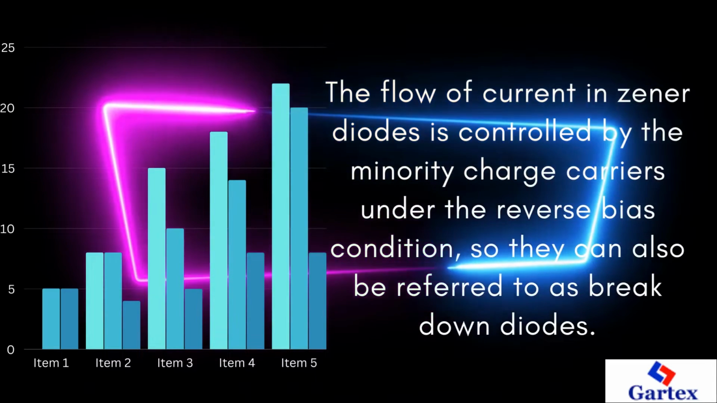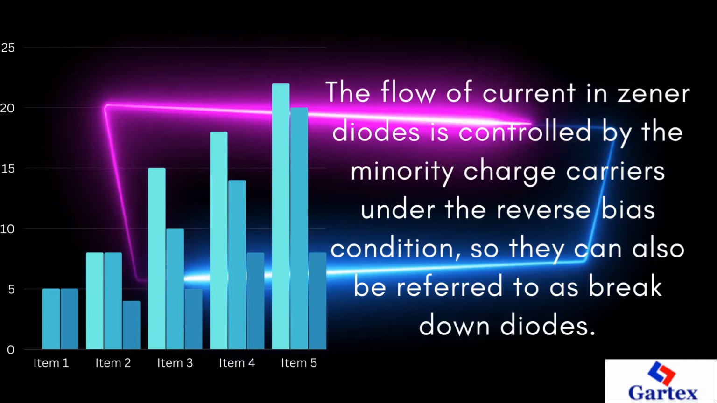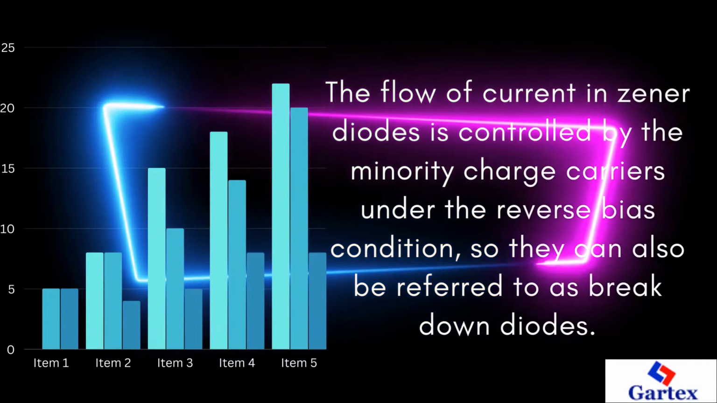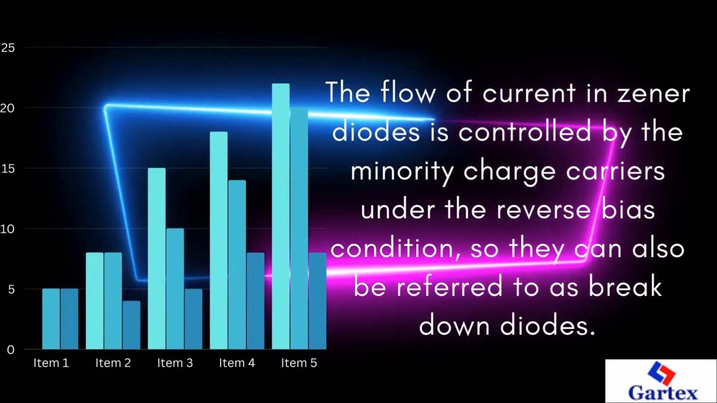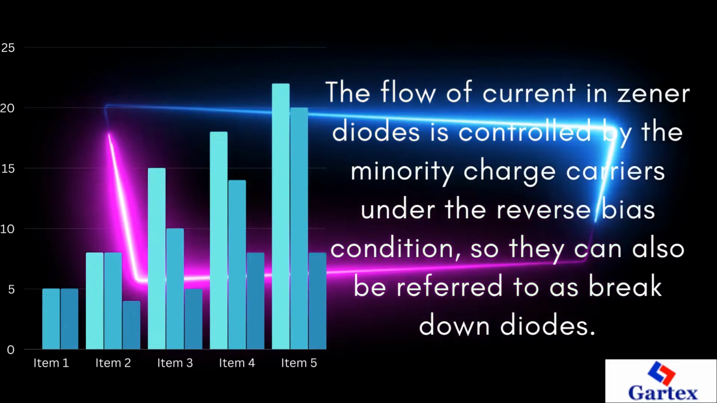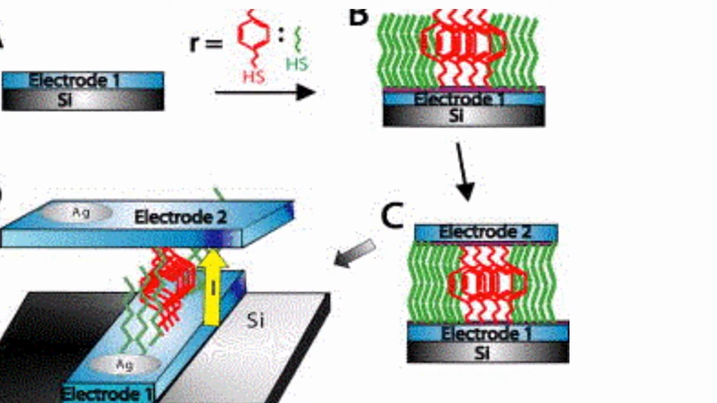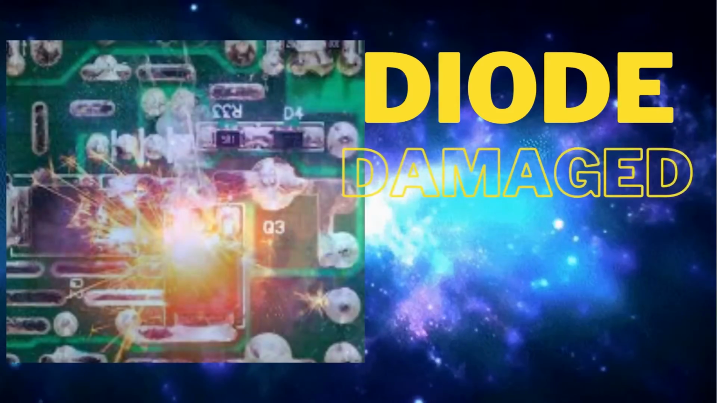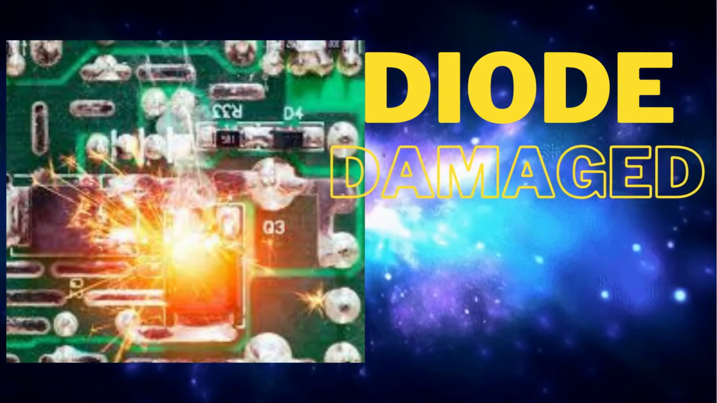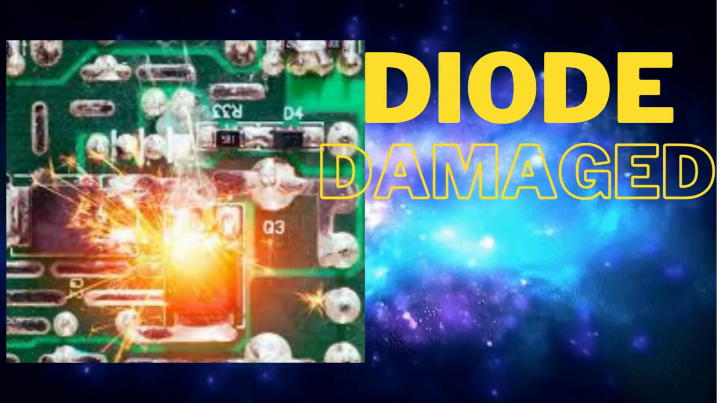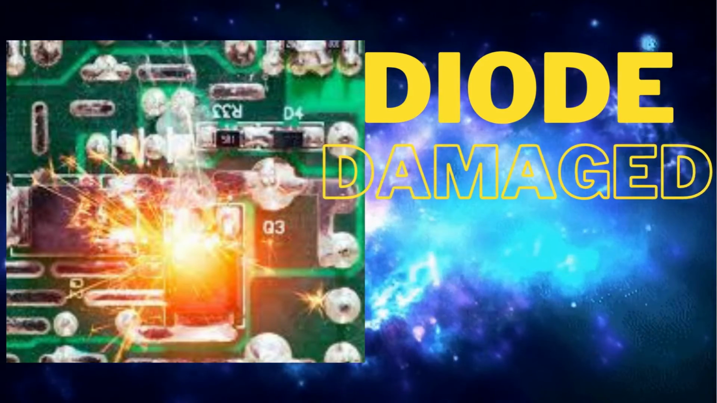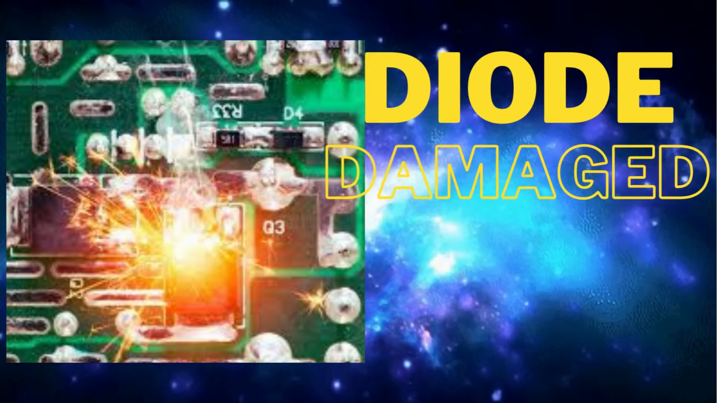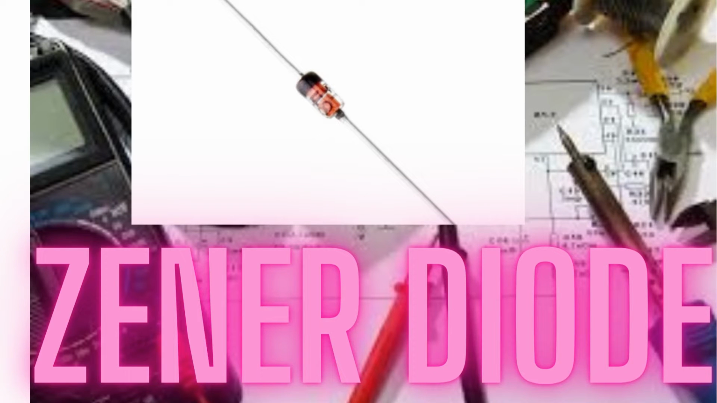The flow of current in Zener diodes is controlled by the minority charge carriers under the reverse bias condition, so they can also be referred to as breakdown diodes. During specific conditions of fabrication, a special type of diode is formed that will not be ruined when the breakdown voltage is increased, given that the current does not exceed a defined limit to prevent overheating. This type of device is referred to as a Zener diode.